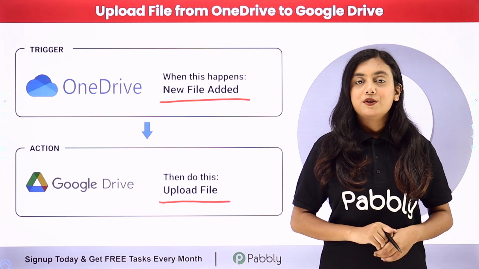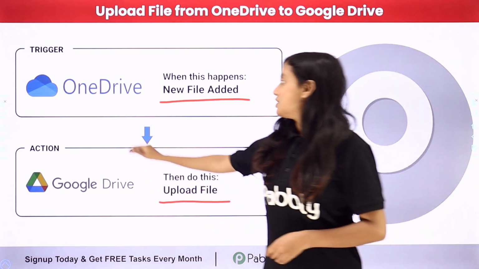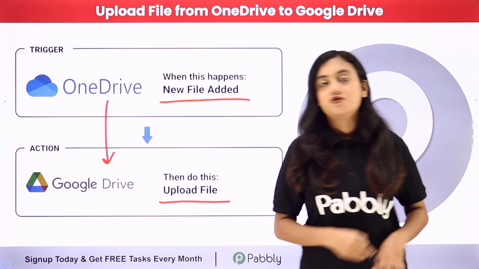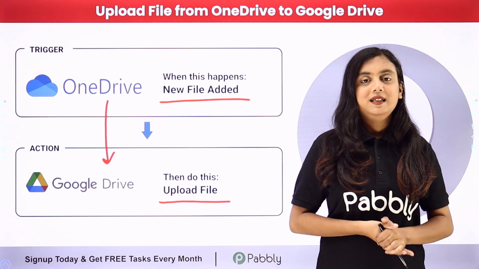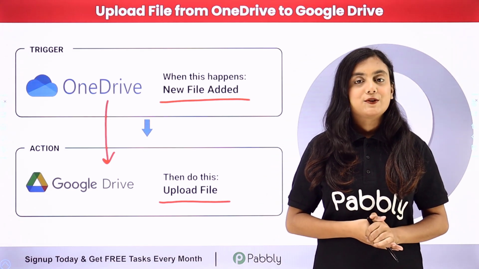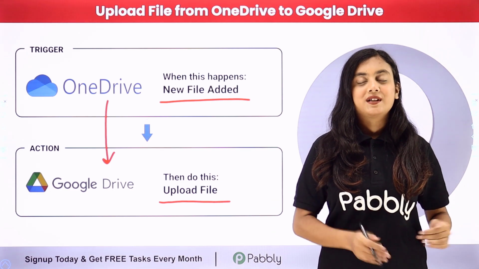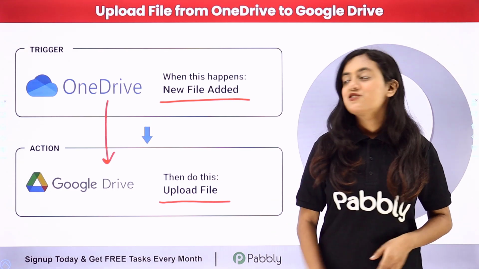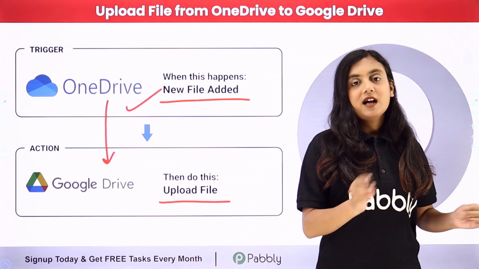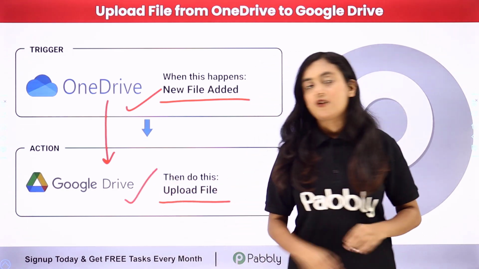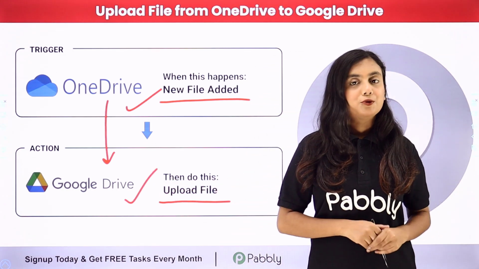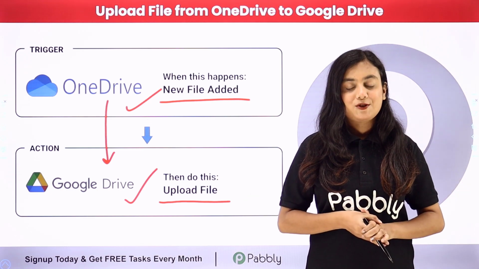For that, what we are going to do is we are going to create an automation between OneDrive and Google Drive with the help of Pabbly Connect. Pabbly Connect runs on two concepts, that is trigger and action. In this process, my trigger application is going to be OneDrive and my action application is going to be Google Drive. If you want to learn how to do this automation, then let me take you all to my screen.